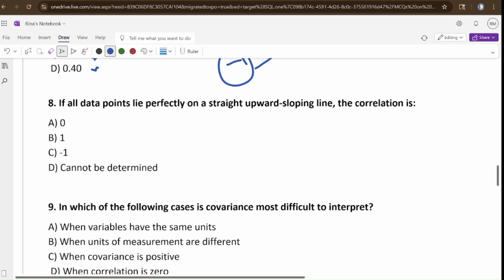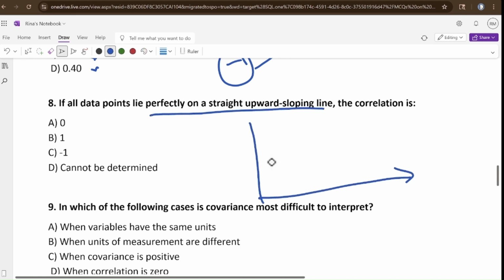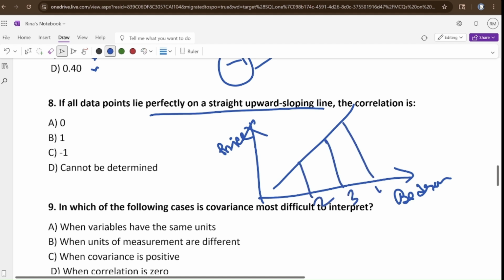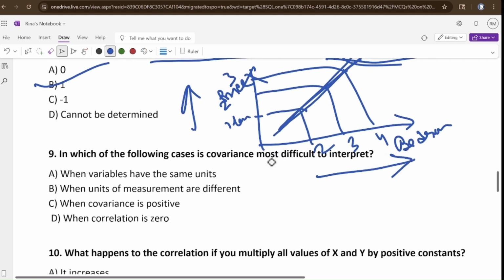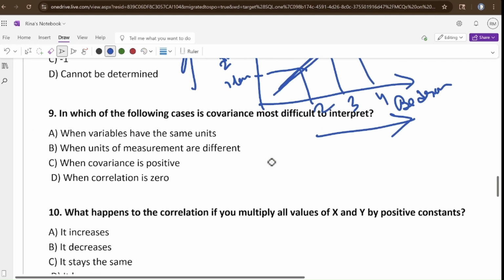If all the data points lie perfectly on a straight upward sloping line, like this, with bedroom on one axis and price on the other: 2 bedroom, 3 bedroom, 4 bedroom, and the price maybe 1 lakh, then 2, then 3. As one is increasing, the other is also increasing. So you can easily say they are strongly correlated. So we can say this is 1, positively strongly correlated.